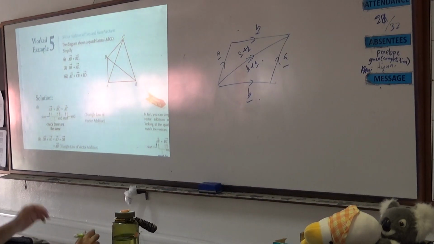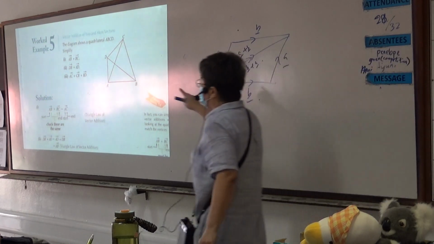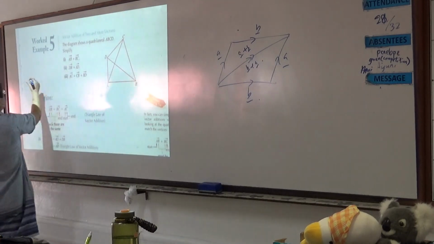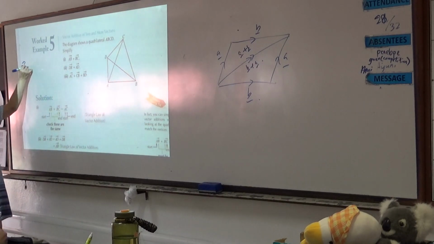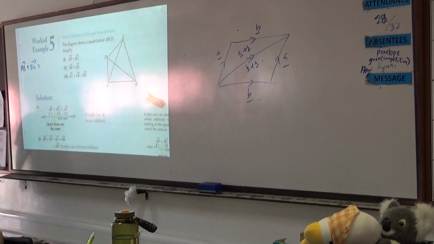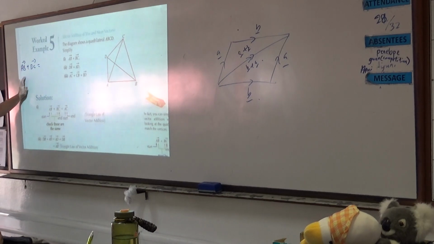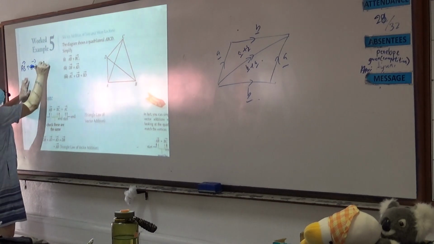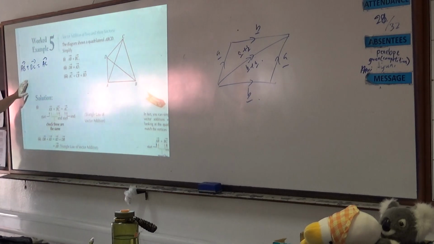Now let's take a look at the first one. The diagram shows a simplified quadrilateral. Now, AB plus BC. I no need to look at the diagram. I also know that the answer is AC, correct? Because this is the intermediate point. So the answer is AC straight away. You don't have to write so long with it. Everybody okay? Alright, now let's take a look at part 2.